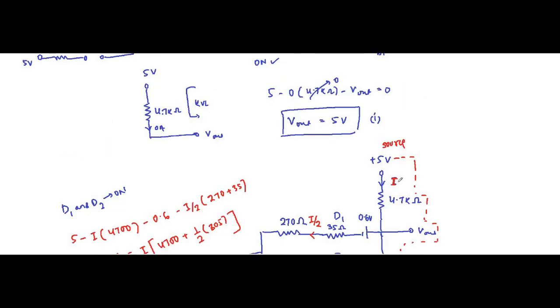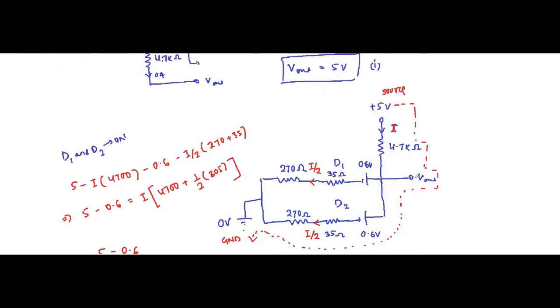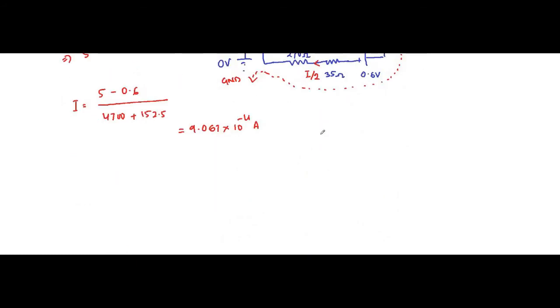See, this current I. Our objective is to find Vout. So let us focus on this part only. So we have 5 volt here. We have 4.7 kilo ohm here. We have the value of I, which is equal to 9.067 into 10 to the power minus 4 ampere, and we have to find out Vout.